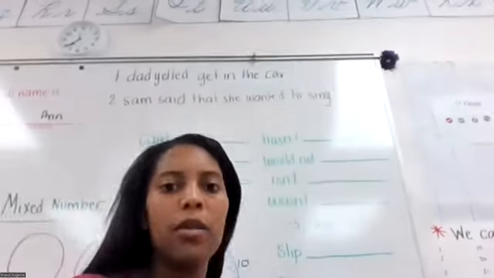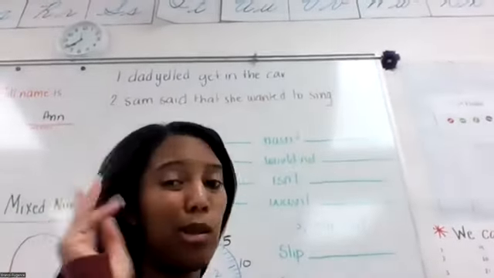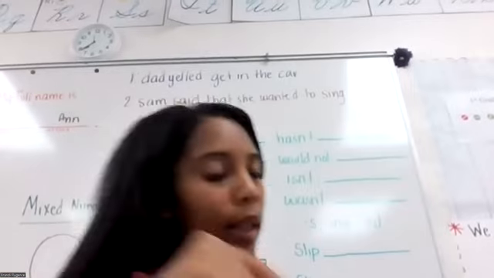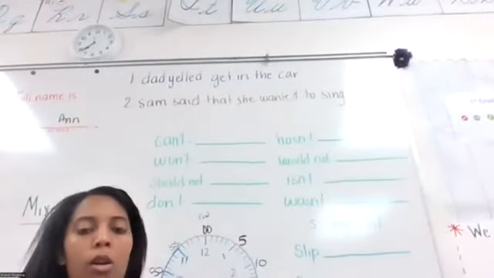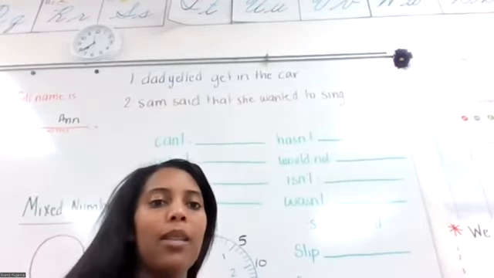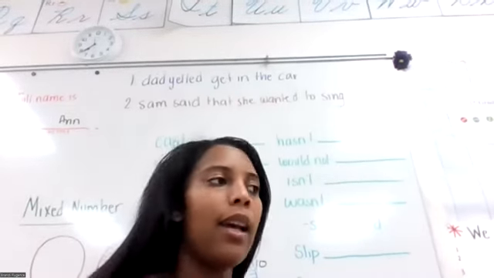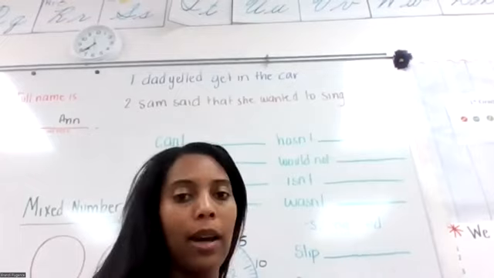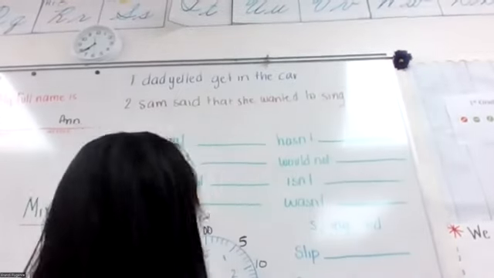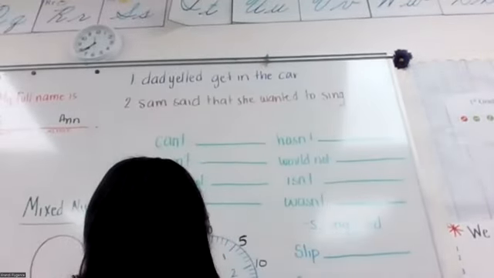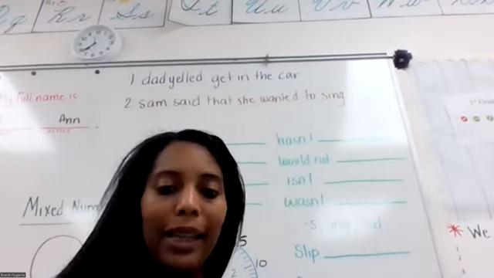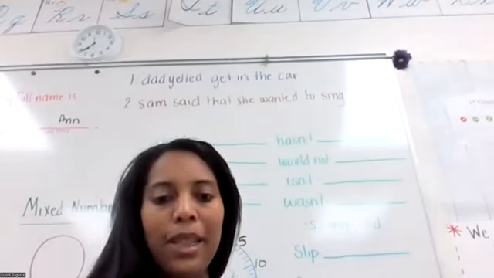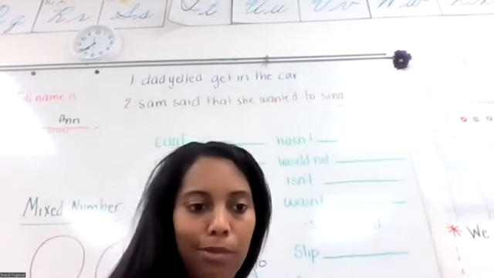All right, so I have 2 sentences up here. Like I said, it's only 2. Shouldn't take us long to get that done. So you will write them the correct way. We're not changing them. You will identify what kind it is, whether it's indirect or direct, and you will write it the correct way, okay? So we have number 1. It says, Dad yelled, get in the car. And then number 2, Sam said that she wanted to sing, okay? So I'll give you a few minutes to write those 2. Shouldn't be too bad.